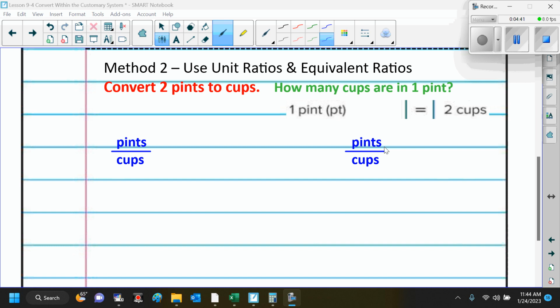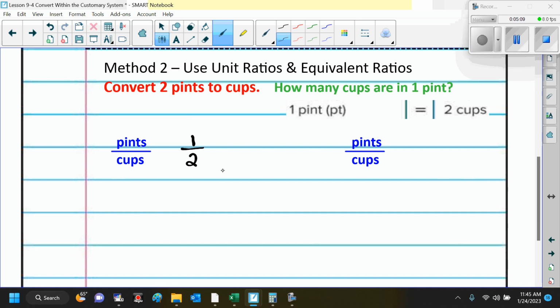Then we're going to go to our conversion chart. We want to find out how many cups are in 1 pint. That's 1 pint is equal to 2 cups. That is our original ratio. Is everybody clear? So we're going to write 1 pint that goes in the numerator, 1 pint, to 2 cups goes in the denominator.